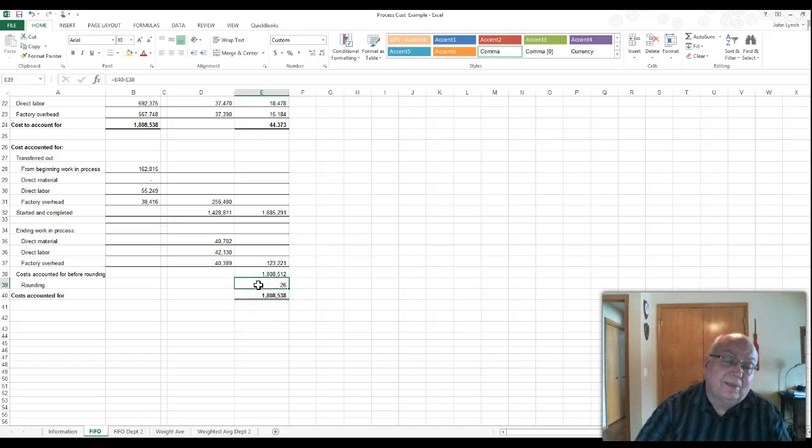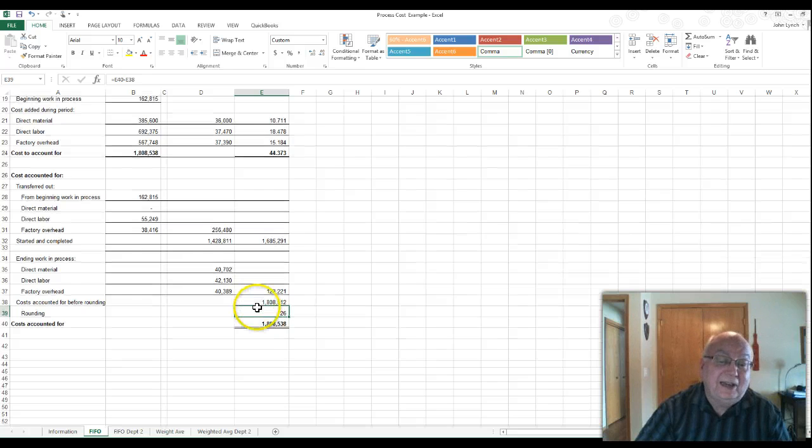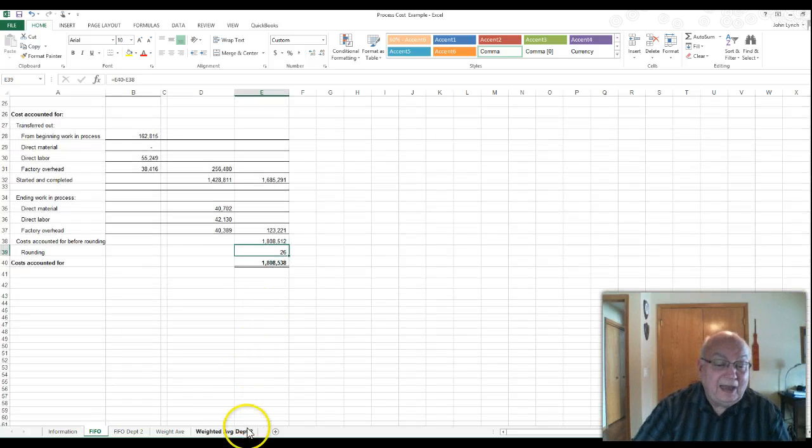Rounding, the textbooks will probably be okay, but of course here we don't have a textbook. I made these numbers up, and normally they don't come up nice and neat like textbooks do. Okay, that completes the process costing. So we will quit and go to weighted average on the next one.